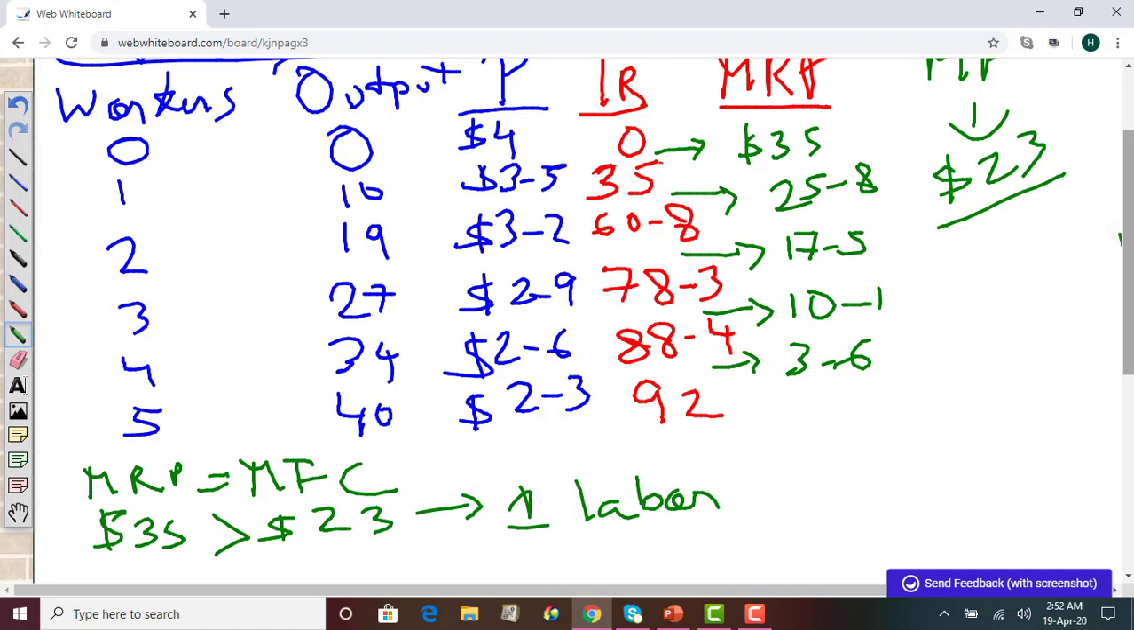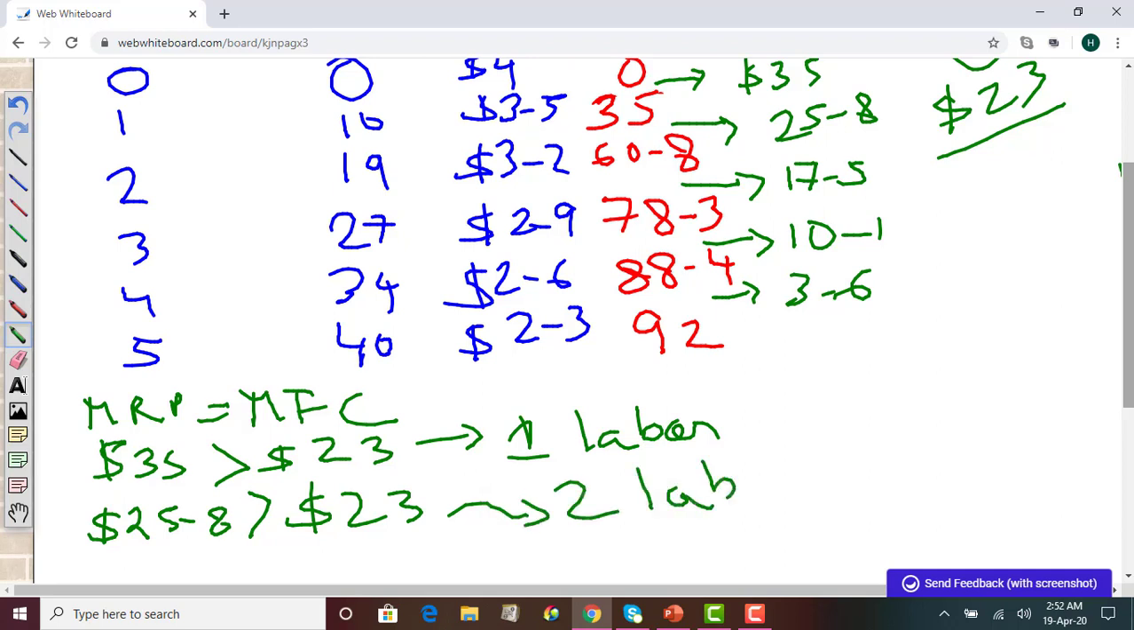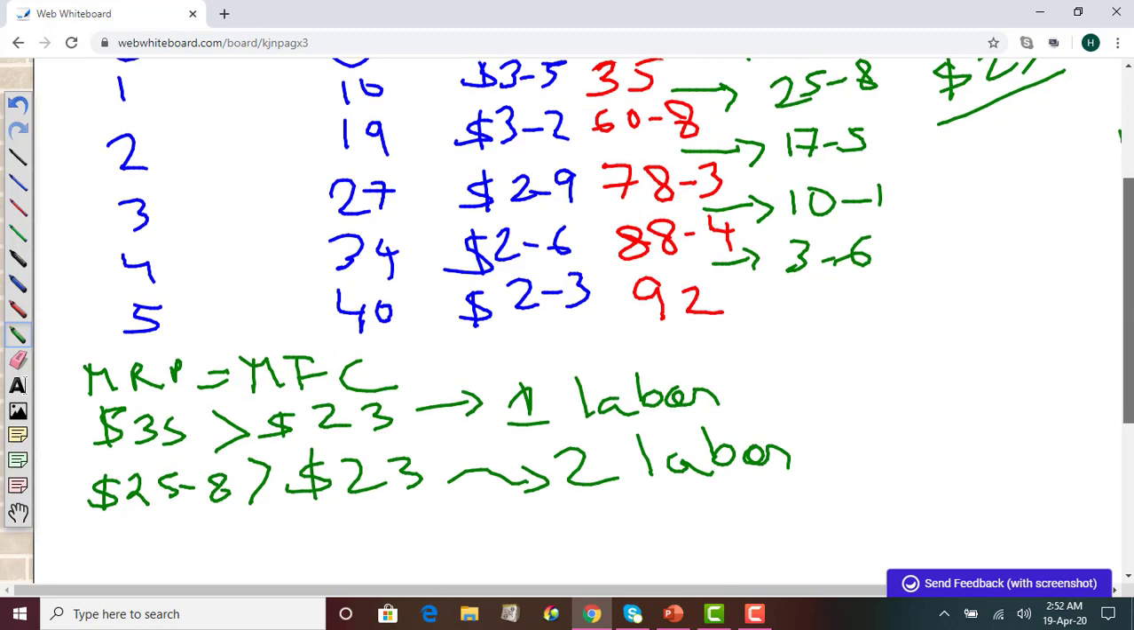If we hire the second laborer, our MRP is 25.8, which is still greater than $23. So yes, we will hire 2 laborers. Now let's look at the third laborer. This time, if I am hiring 3 laborers, my marginal revenue product is 17.5.